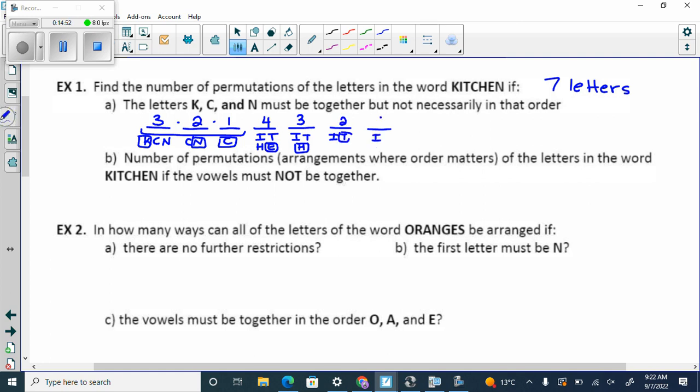And then I have I. And then I have to make sure that I multiply. Now the answer to this will be on the diploma, this answer. It's not right. Because we're not done. Because I said K and C have to be together, correct?